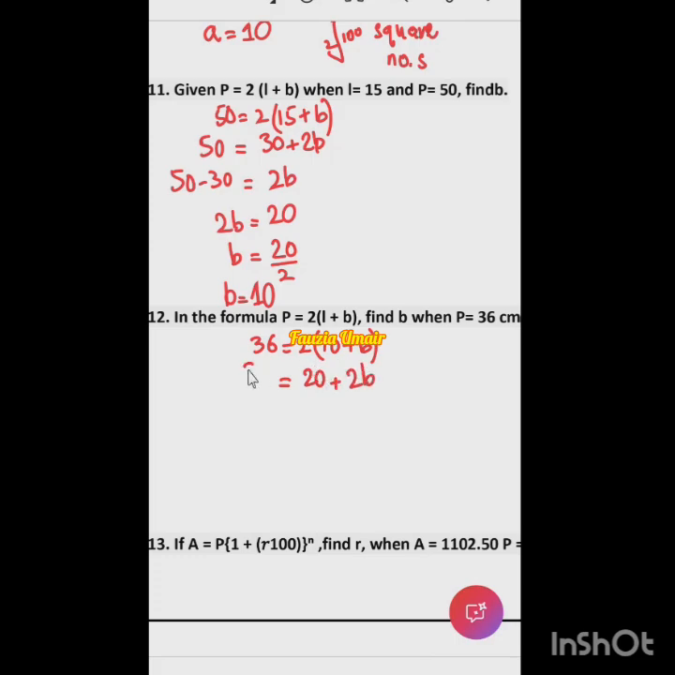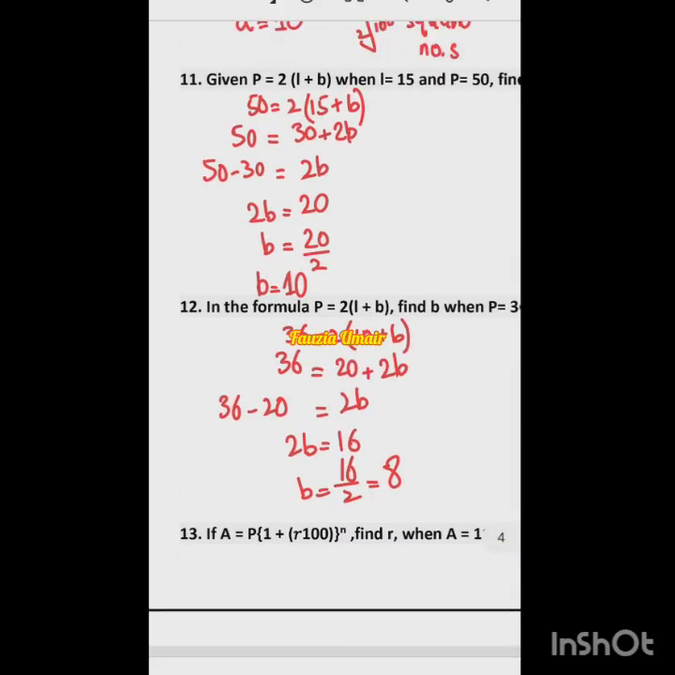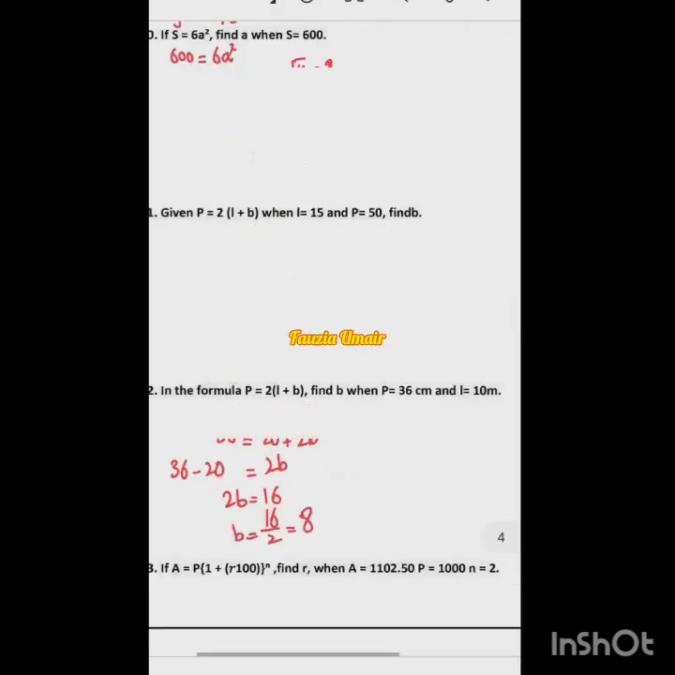Very good. So 2b, that's 36 minus 20. You'll get 16. 2b is equal to 16. And b would be 16 divided by 2. Very good. The answer would be 8. So now the next question is a tricky question.